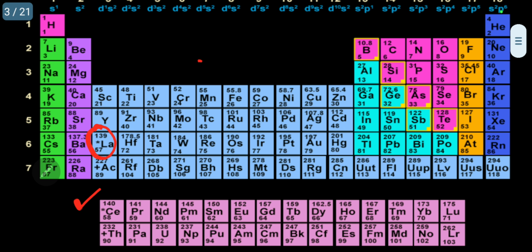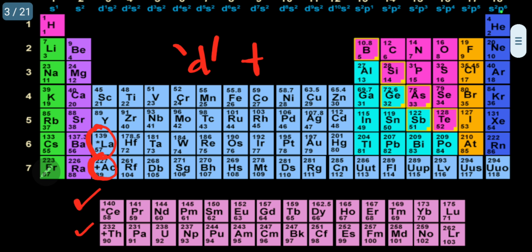So these are D block elements. All transition elements are D block elements. All F block elements are inner transition elements. First is the lanthanides. The second, after actinium, is the actinides.